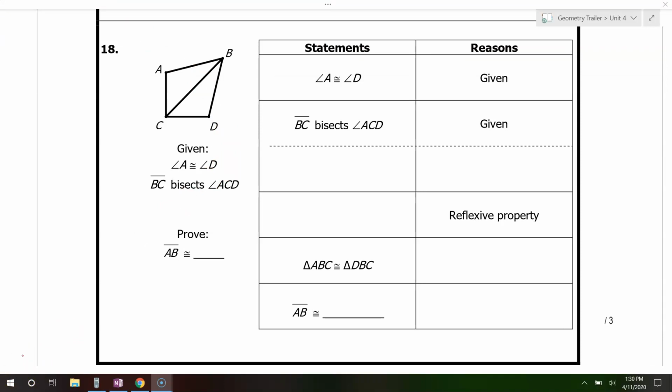Let's see what's going on in problem number 18. Start with the given. Angle A is congruent to angle D. I see you, angle A and angle D. That is already written into the proof. So let's move on. Segment BC bisects angle ACD.